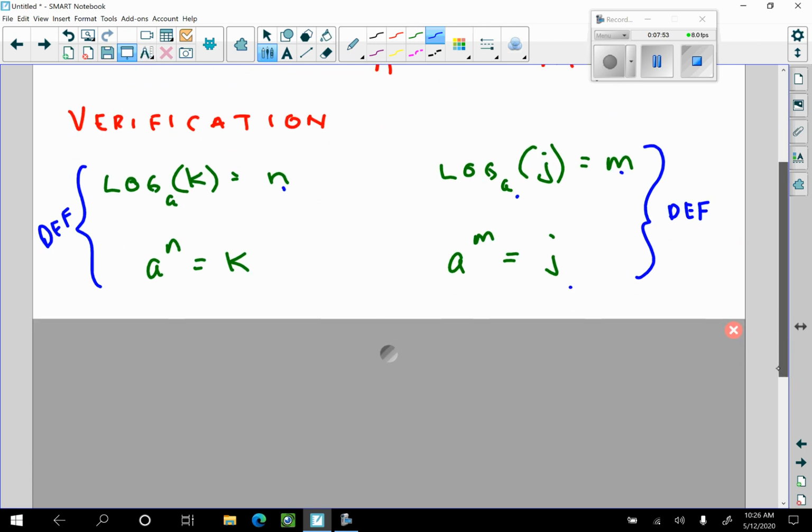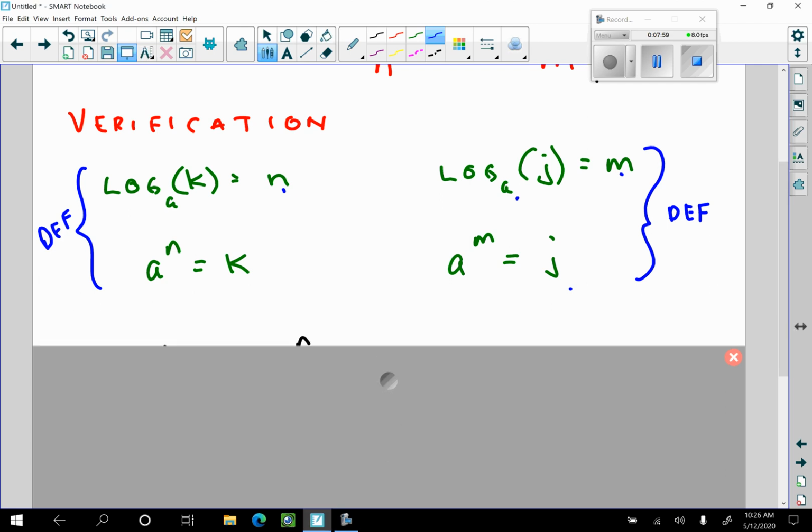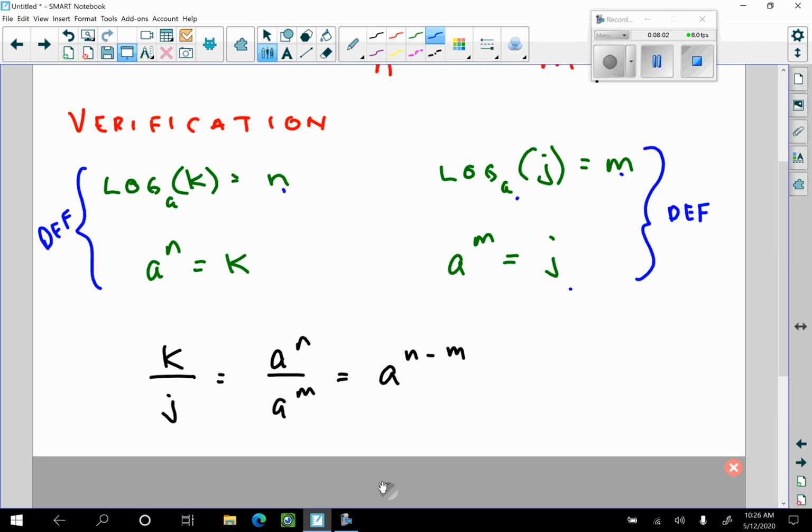Alrighty? So what do you think we're going to do? Well, in the same manner, we're going to take k and divide it by j. So what is k divided by j? K divided by j is the same as a to the n divided by a to the m. K is a to the n, j is a to the m. And now we know by the exponent law, like bases division, that's going to be a to the n minus m.